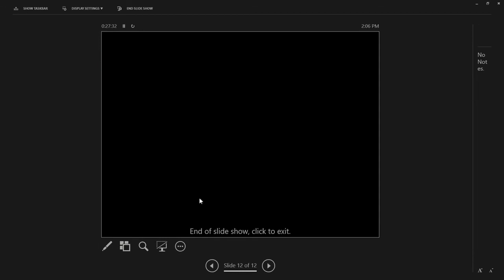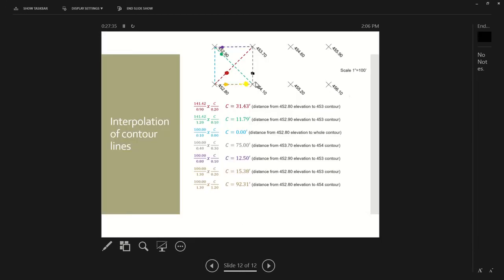Okay, oh, let's go back. So I have all this in there. So now I'm going to trace in my elevations, okay? So the purple, the green, the red, and the orange all happened at the 453 elevation. So I'm going to connect the dots, okay? So that's the 453 elevation. If I connect these dots, this is the 454 elevation contour. So I just drew in this contour, which is my 453 contour.